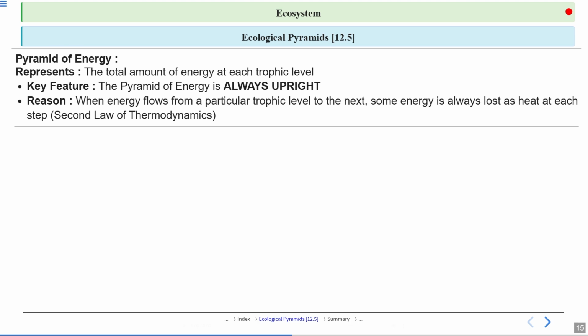It's because when energy moves from one trophic level to the next, some energy is lost as heat. So when energy flows from a particular trophic level to the next, some energy is lost as heat at each step. Clear? Now you can see this ecological pyramid of energy. This follows the first and the second law of thermodynamics as well.